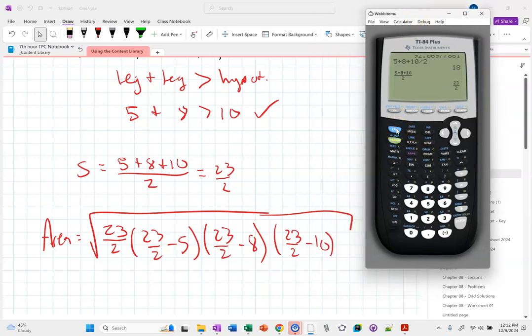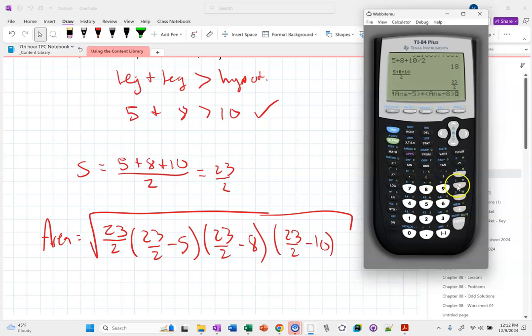So instead of typing 23 over 2 a bunch of times, I'm going to take advantage of the calculator's ANS function. So I'll do square root and I'll do ANS times ANS minus 5 times ANS minus 8 times ANS minus 10. Again, you could type the 23 over 2 in a bunch of times, but like yuckarooskies.